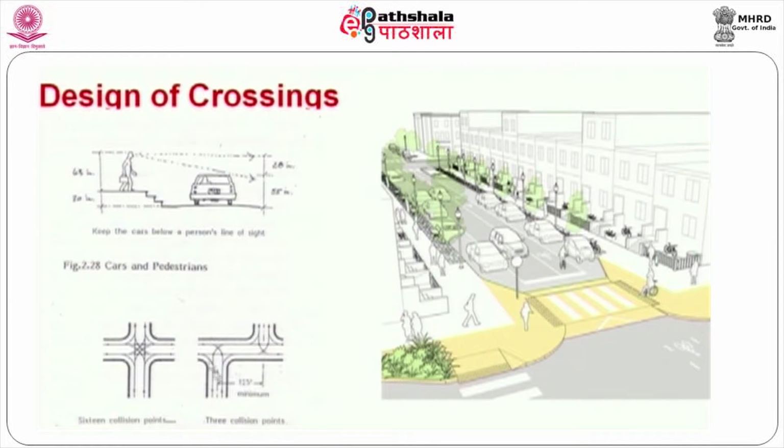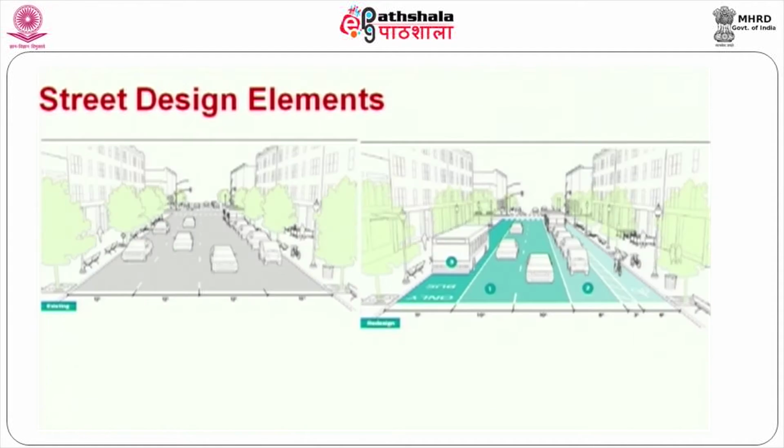Now when you see a T junction, the distance between the two crossings should be at least 125 feet, otherwise these become a collision point. And the line of sight, as you see, the pedestrian should be able to see the car at any given point of time, so there should be no obstruction along the curb and at the crossings. We'll get into the street design elements and understanding of how restructuring of streets has happened.